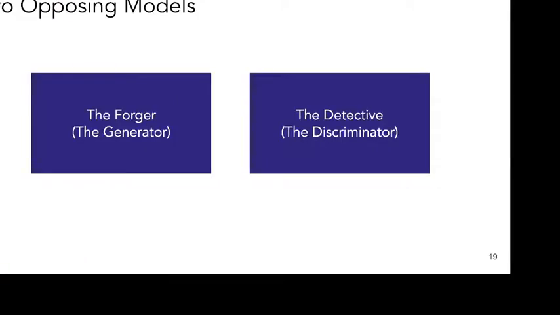So how do GANs actually work? We have two opposing models, right? On one side we have the forger, which is the generator, and the generator generates fake examples. And then on the other side, we have the detective, which is the discriminator. The discriminator tries to figure out, is this example a real example or did it come from the generator?